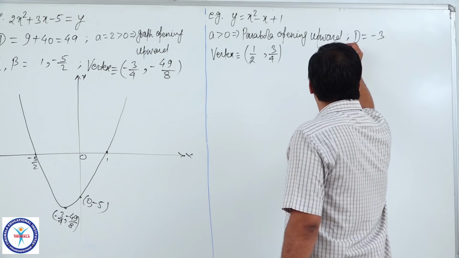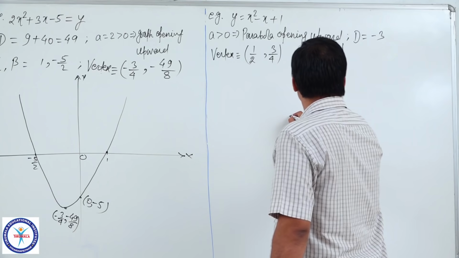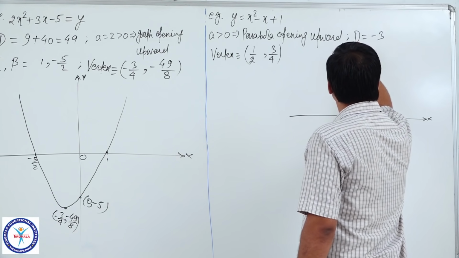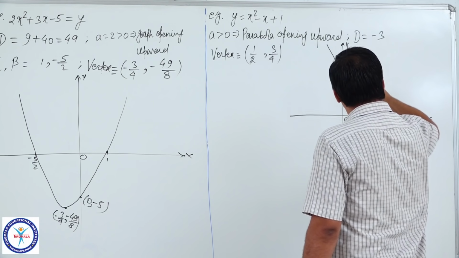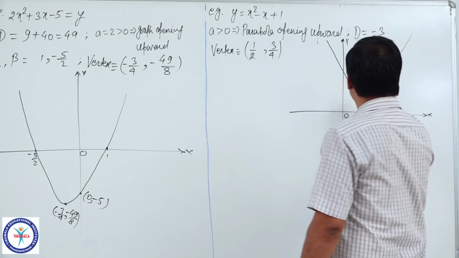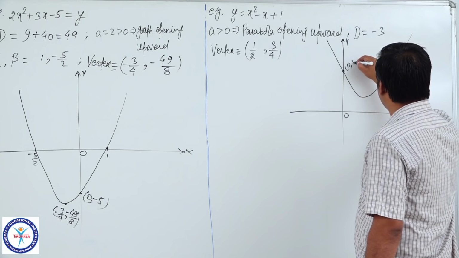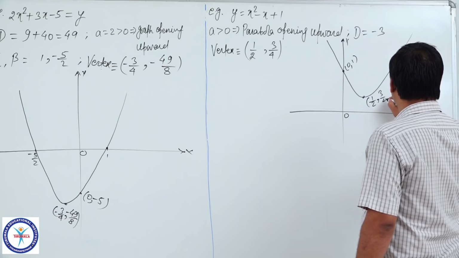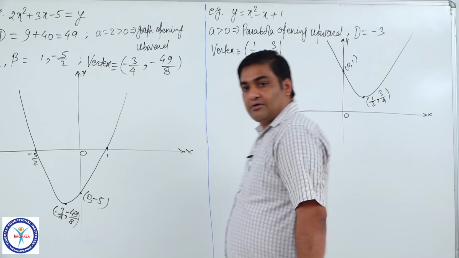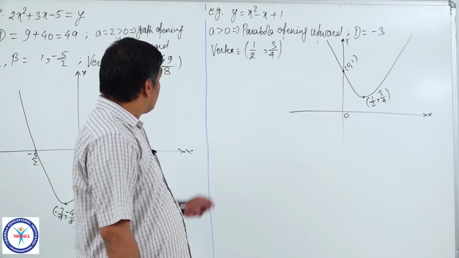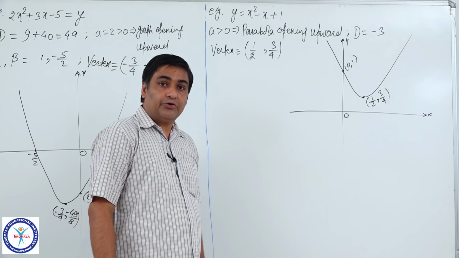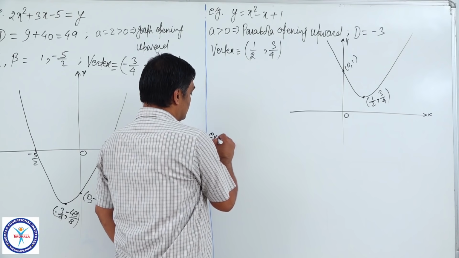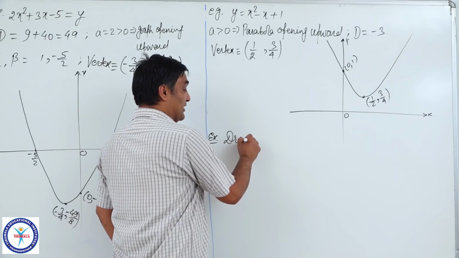Okay. So its graph will be like this. This point is 0, comma 1 and this vertex is 1 by 2, comma 3 by 4. Fine. Based on this, you should practice some graphs. I am writing; you have to practice on your own.